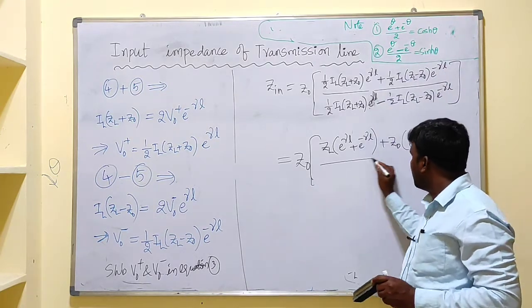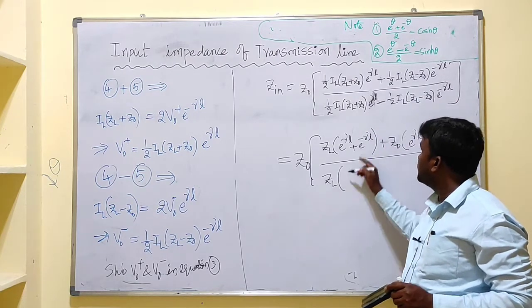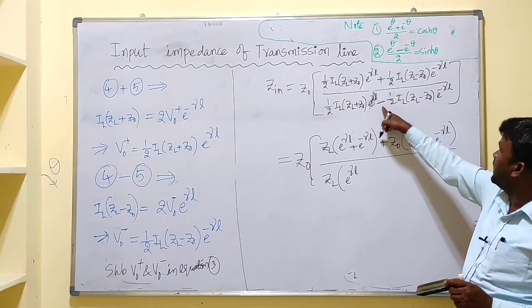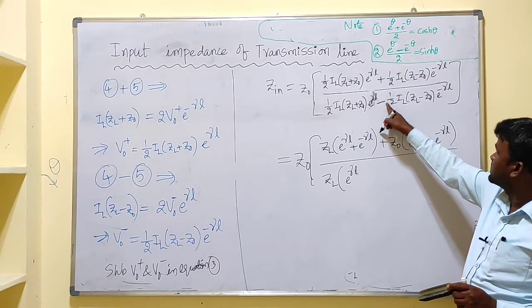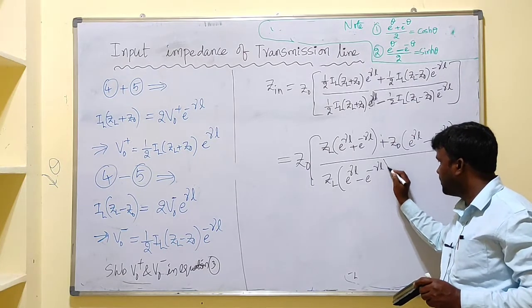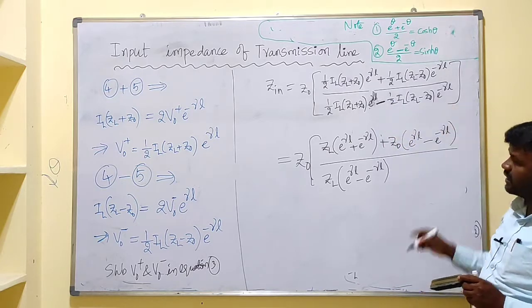Similarly, if you go for the denominator, here ZL is taken as common. So ZL into e to the power gamma L. Here we have minus ZL into e to the power minus gamma L, e to the power minus gamma L, minus. Why? Because here we have minus sign, minus ZL into e to the power gamma L.